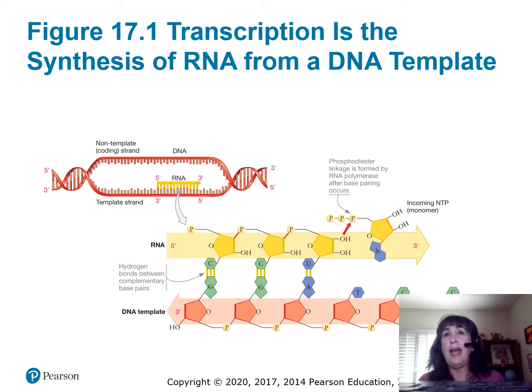So notice that activated nucleosides are being joined to form a copy of messenger RNA. So messenger RNA is going to copy a section or a gene that's found on DNA. And we can see this is exactly how it's done. So I really appreciate figure 17.1.